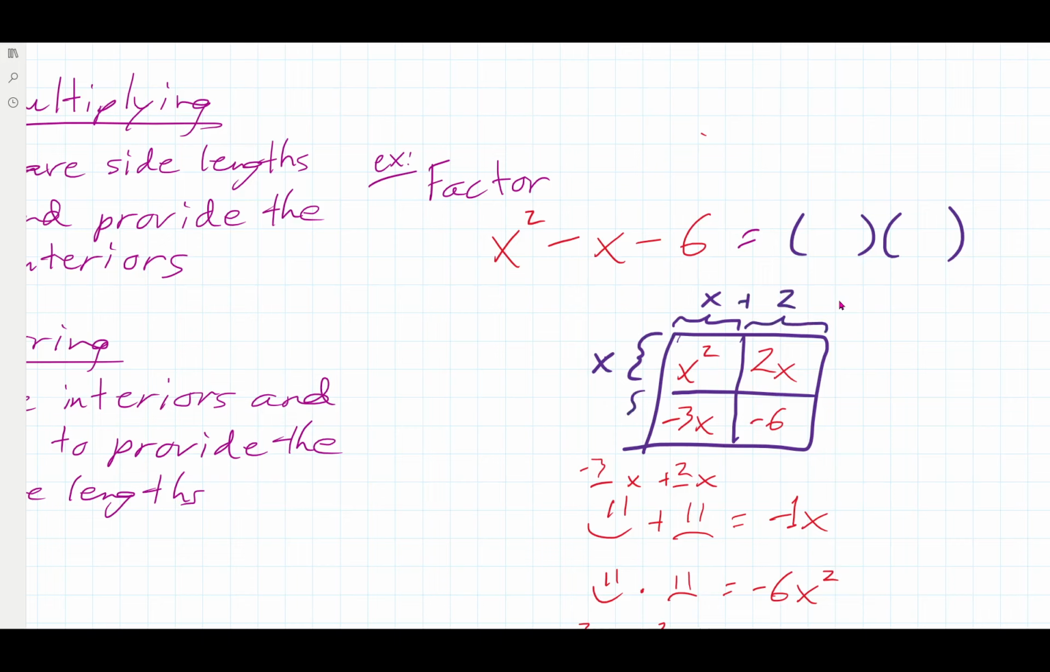Last but not least, to get to negative 3x, if I already have x, this must be times negative 3, and you always add the side lengths like that. And also double check that this last box works. Negative 3 times positive 2 is indeed negative 6. And so our final factored form is x minus 3 and x plus 2.